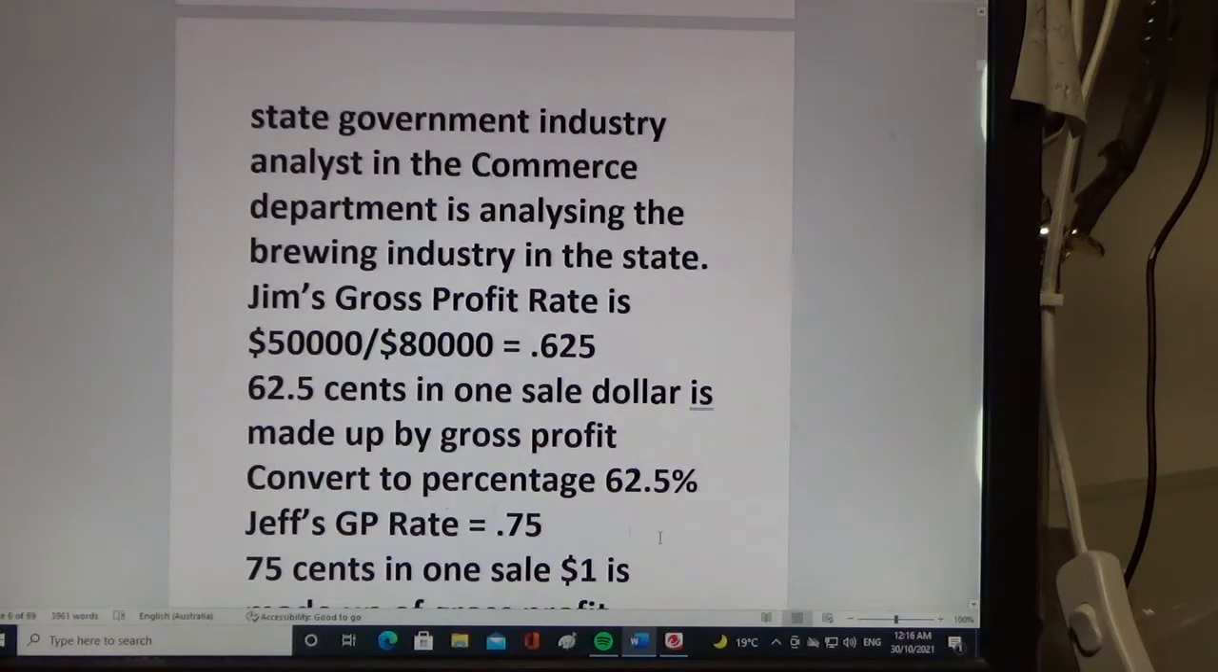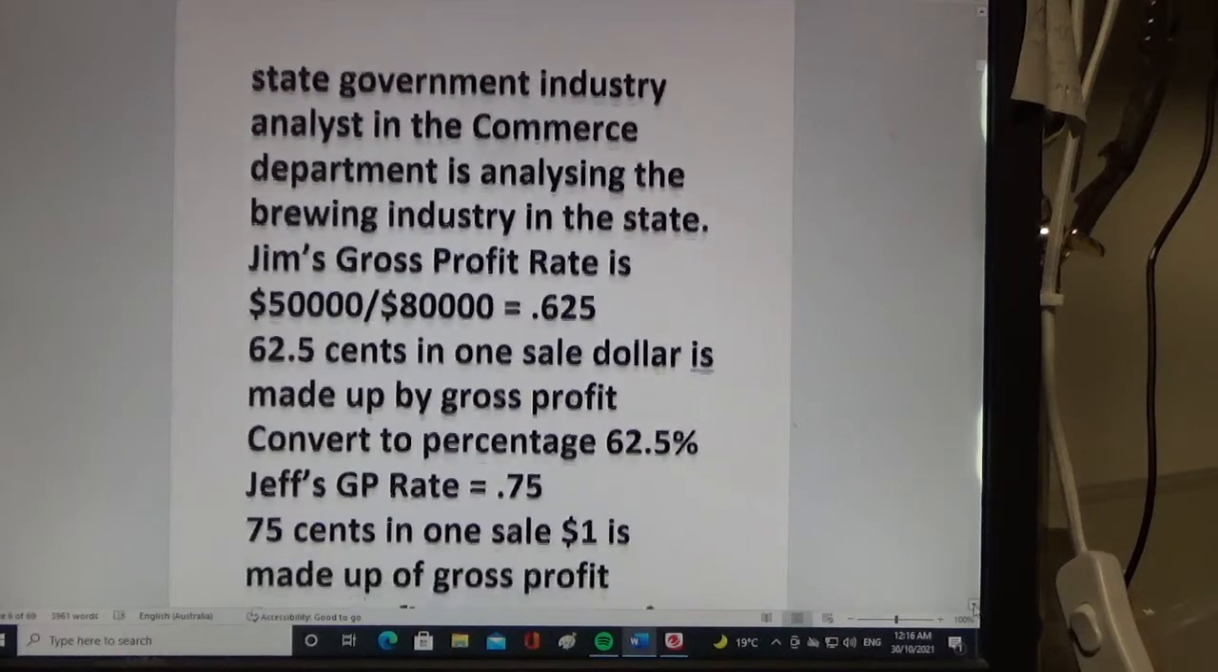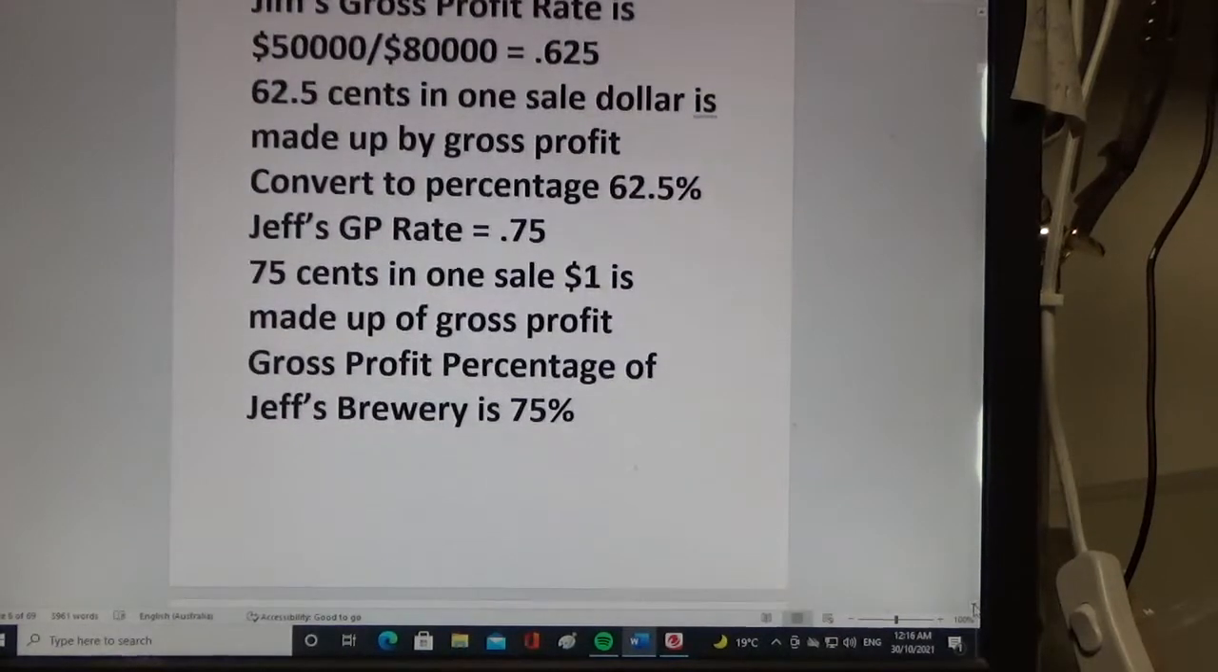You can convert that to a percentage, 62.5%, simply by multiplying by 100 over 1. Jeff's gross profit rate is 0.75, so 75 cents in one sales dollar is made up of gross profit.